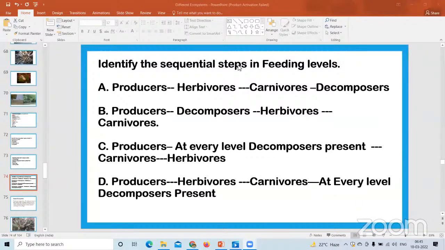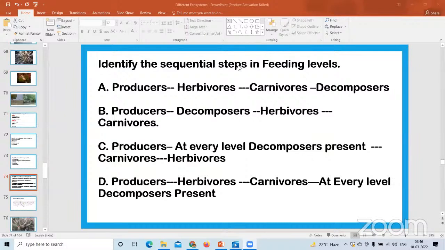If a plant dies, it is decomposed by the bacteria. If a herbivore dies, it is decomposed by bacteria. If any carnivore dies, it is also decomposed by bacteria or fungi, and the materials or nutrients present in that body are mixed in the soil by the bacteria. So at every level decomposers are present, at producers level, herbivores level and carnivores level. So we have to choose the correct option from this.